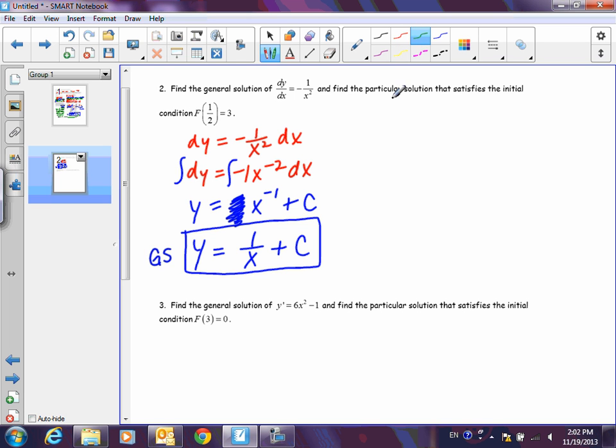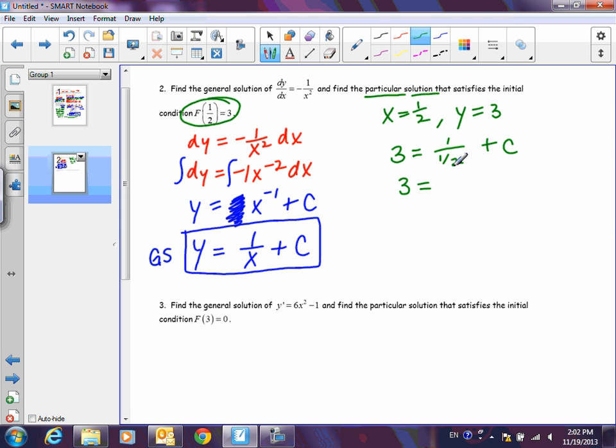We did that part. Now we got to find the particular solution. This means that I need to use the point. In other words, I need to let x be 1/2 and y be 3. So I'm going to plug 3 in for y, and in place of x, I'm going to put 1/2. I think for most of you, doing 1 divided by 1/2 may be easier than 1/2 to the negative 1. I'm not sure. But in general, this might have been easier.